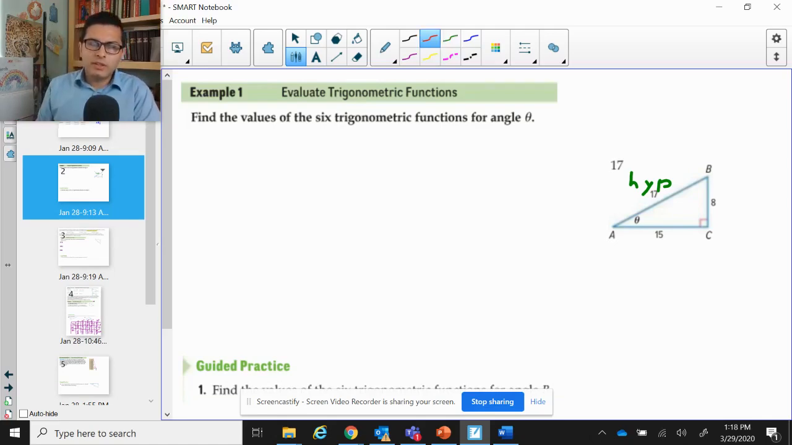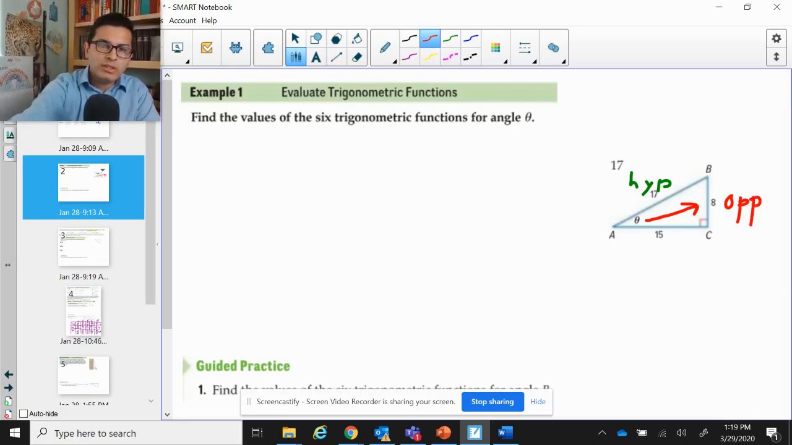Now we're going to find our opposite side. So our opposite side is the only side that we can draw an arrow to across the triangle from our theta angle. So if we look at our theta angle, we can start drawing an arrow to our 8. That is opposite of our theta. So we'll call this our opposite side.